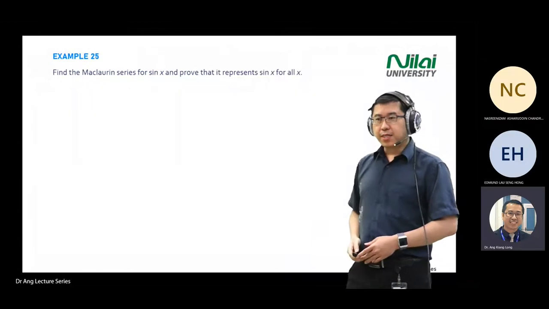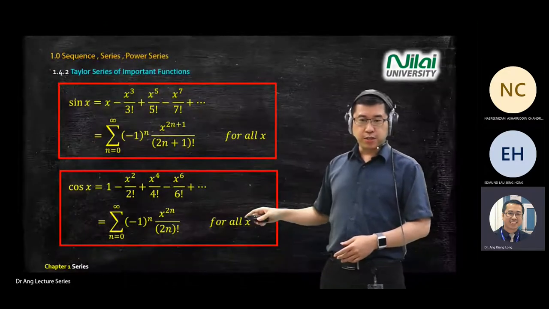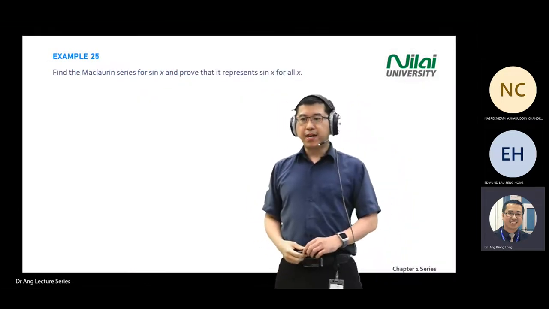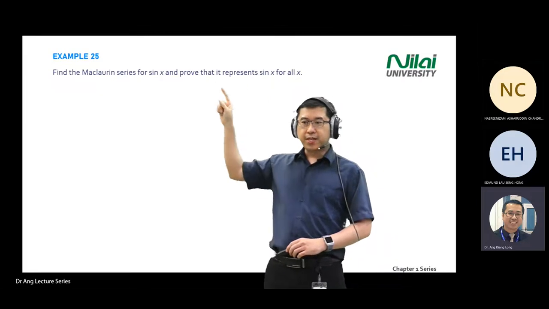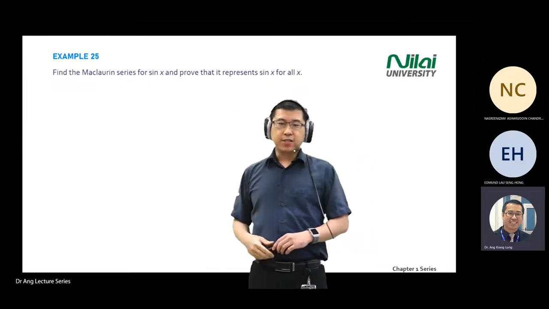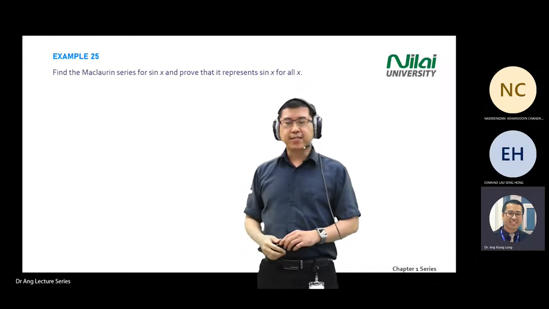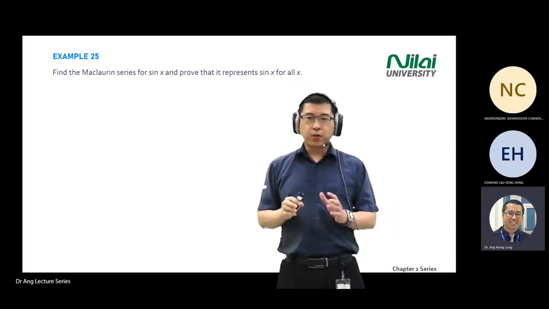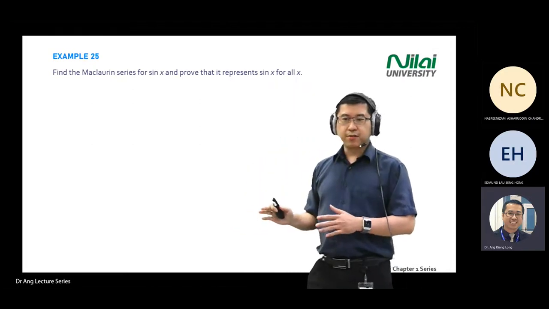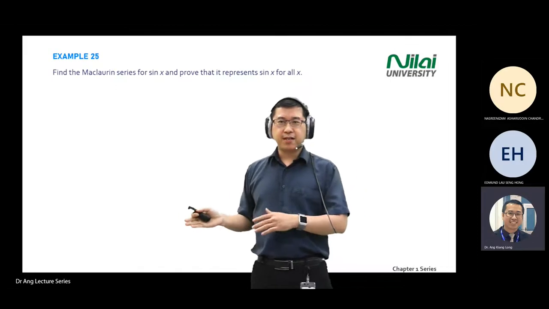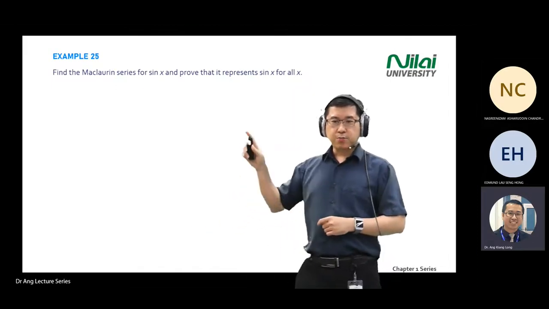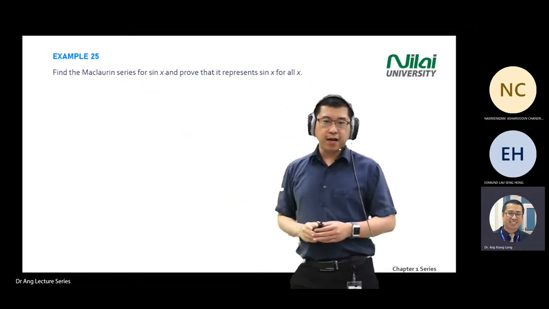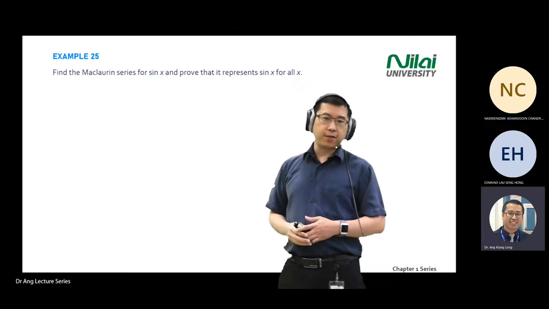Then we see the application of these two equations. We look at example 25. Example 25 asks you to find the Maclaurin series for sine x. Now you know the relationship between Taylor's and Maclaurin, right? If you don't know, go back to the previous lecture video to see the explanation between Taylor's and Maclaurin. And I think I asked this question of Nizam before: how do you change Taylor series into Maclaurin?